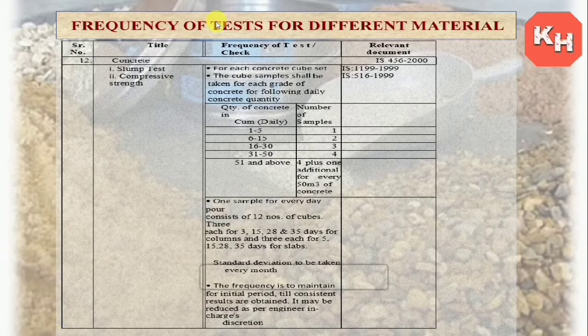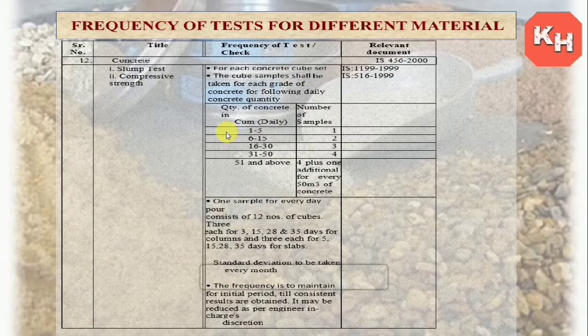We check concrete tests, that is slump test and compressive strength. For concrete cube tests, samples shall be taken from each grade of concrete by following the daily concrete quantity. Slump test is taken for each source of concrete. Whenever a mixer comes, we have to take a slump test of each source of concrete. And for compressive strength, we have to take cube samples. Those cube samples are taken as per quantity, following daily concrete.